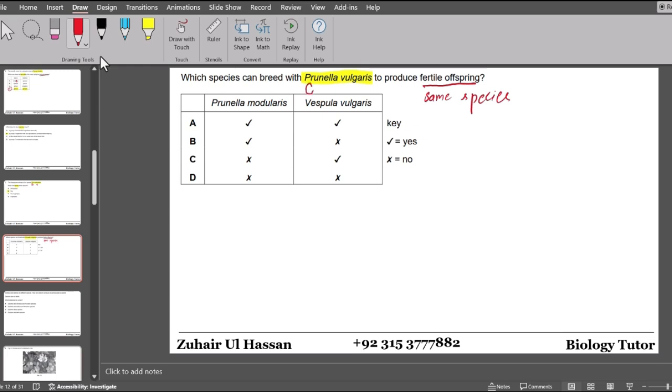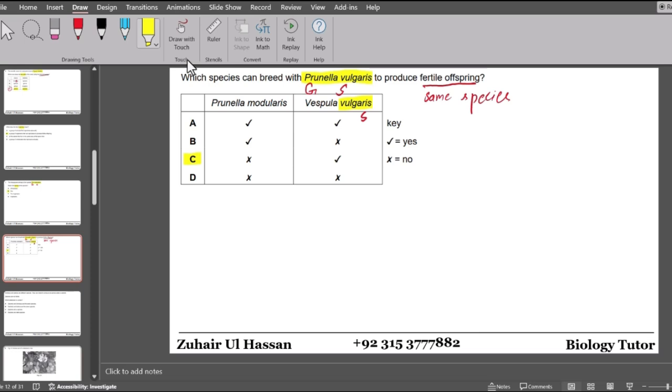In the question, this is the genus name and this is the species name. So the species name is vulgaris. In the options, we have to take a look at the scientific name we are provided with and find out which organism in the options has the species name vulgaris. That is given here. The second organism has the same species name as the organism in the statement. So both of these organisms will reproduce to produce fertile offspring, but not with the first organism in the options. So the right option would be C1.